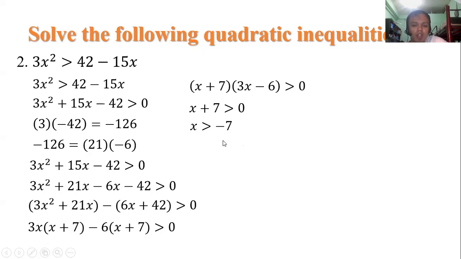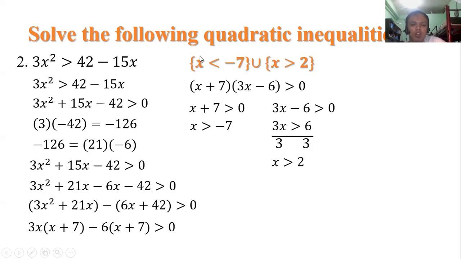Transpose 7, magiging negative 7 yan. Then 3x minus 6 greater than 0. Transpose negative 6, magiging 3x greater than 6. Divide both sides by 3. Your x is greater than 2. Okay? What is the solution set in interval notation? We have x is less than negative 7, no? With the union of x greater than 2.